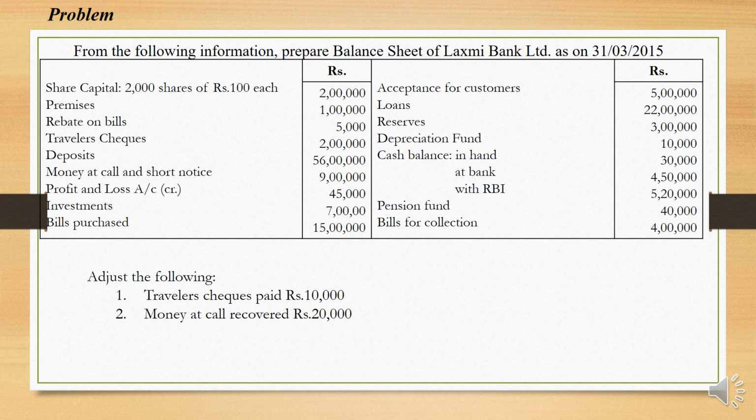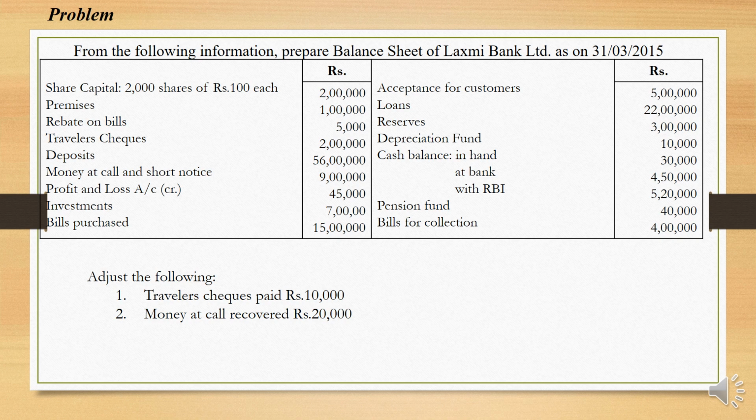You have to write it in the outer column. So depreciation fund is the accumulated amount of depreciation of the premises. Here we have to assume that this is the book value from which you have to deduct the depreciation. And cash in hand, bank and with the Reserve Bank of India: cash in hand rupees 30,000, and with RBI 5,20,000 goes to schedule number 1, and with other banks it is 4,50,000. So that is in schedule number 2.